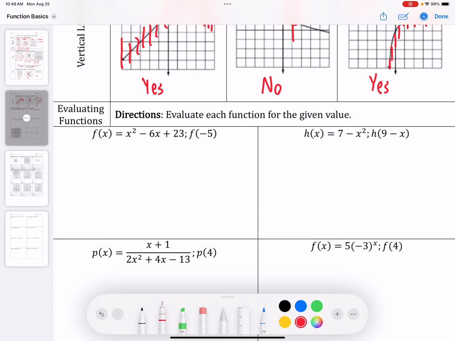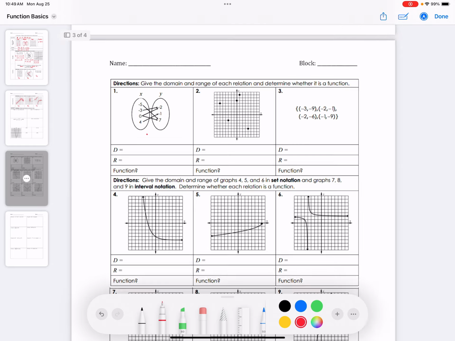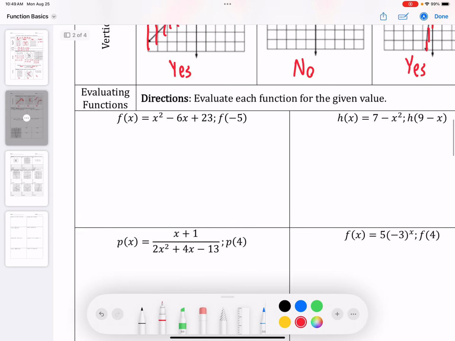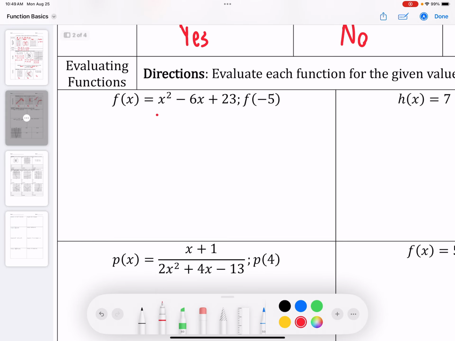Okay, next thing we're going to do is evaluate each function for the given value. Sometimes the value is just a number, sometimes it's not a number. So for this one, we're going to plug in f of -5. So all we're going to do is take out the x's and put in -5. So we're going to get, that's the next page. Here we go. Sorry about that. So we're going to get -5 squared minus 6 times -5 plus 23.